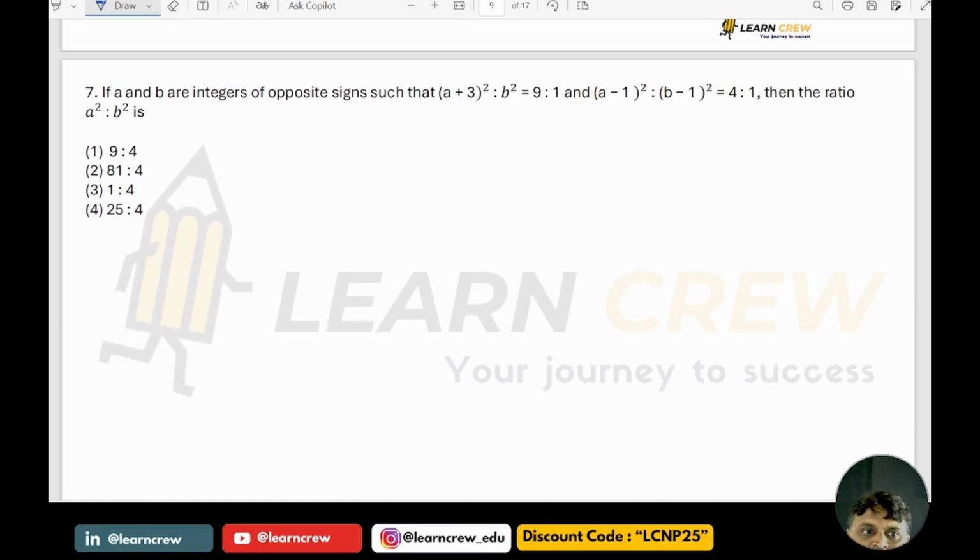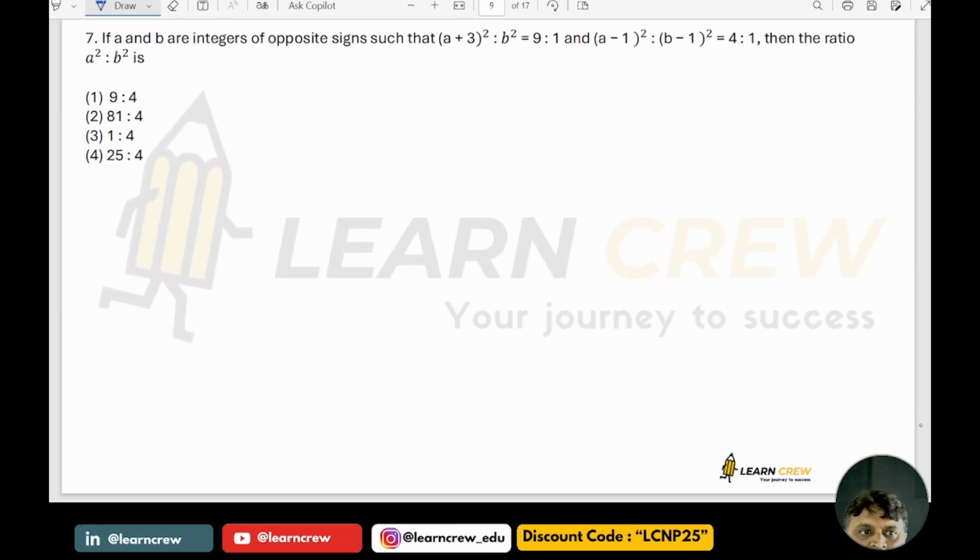Next, question number 7. Okay, if a and b are integers of opposite signs, such that a plus 3 whole square is to b square is equal to 9:1. So if it is 9b square, a plus 3 whole square, if it is 9b square is to b square is 9:1. So a plus 3 can be plus 3b, or a plus 3 can be minus 3b.